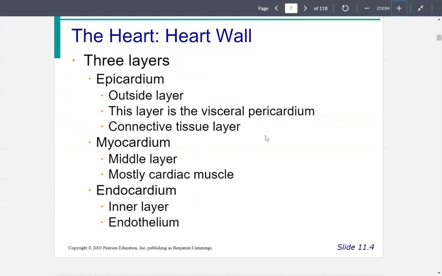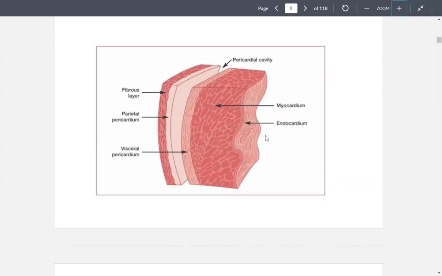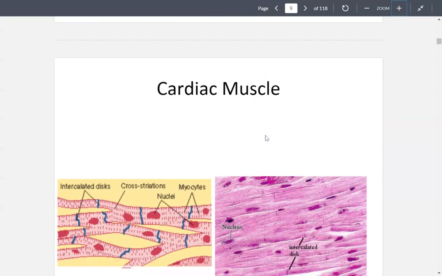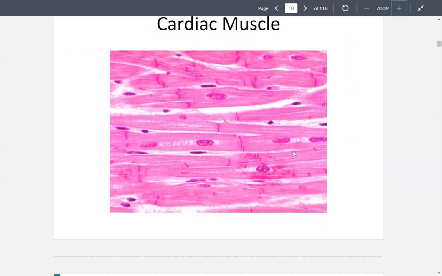The heart itself is composed of 3 layers. That outermost layer is going to be the epicardium, so also the visceral pericardium, and is a connective tissue layer. The middle layer is our cardiac muscle tissue, and then the inner layer is an endothelial tissue. Here's an artistic rendering of all those layers. Artistic rendering of the cardiac muscle tissue and microscope image. Another image.